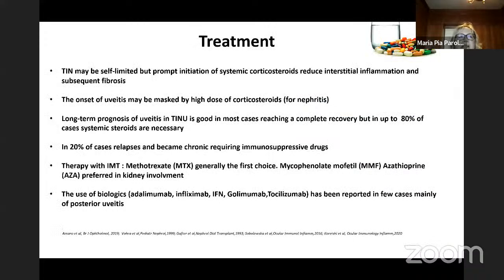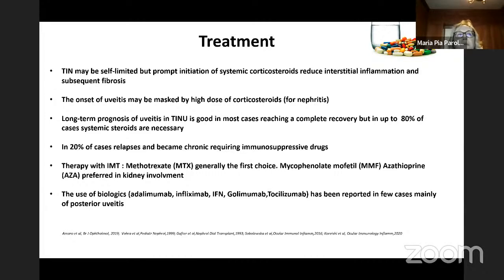Tubular interstitial nephritis may be self-limited, but prompt initiation of systemic corticosteroids reduces interstitial inflammation and subsequent fibrosis. Sometimes the onset of uveitis may be masked by the high dose of corticosteroids used for nephritis. Prognosis of uveitis in TINU seems to be good in most cases, reaching a complete recovery, but in up to 80% of cases, systemic steroids are necessary also in anterior uveitis that is relapsing. In about one quarter of cases, the uveitis relapses and becomes chronic, so requiring immunosuppressive drugs.